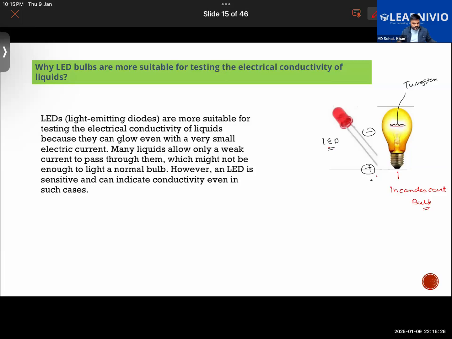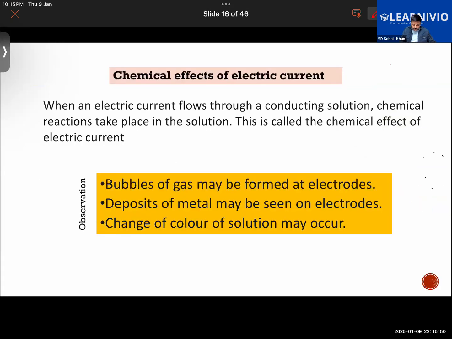LEDs, light emitting diodes, are more suitable for testing the electric conductivity of liquids because they can glow even with a very small electric current. Many liquids only allow weak current to pass through them, which might not be enough to light a normal bulb. However, an LED is sensitive and can indicate conductivity even in such cases. Okay, so hope it should be clear. Any questions so far?